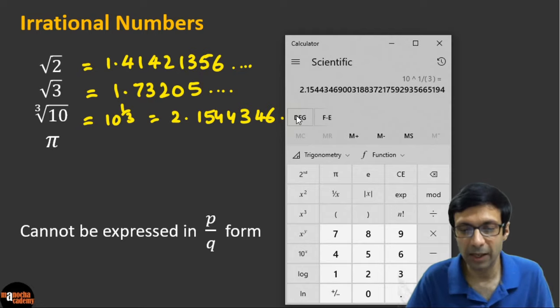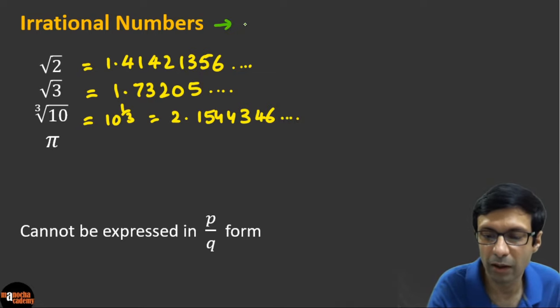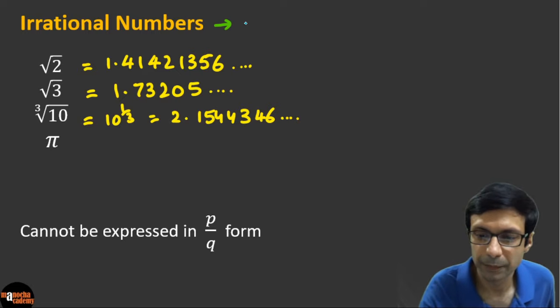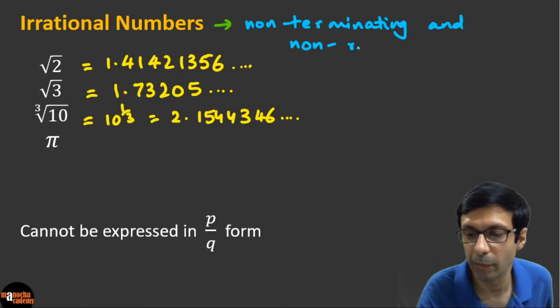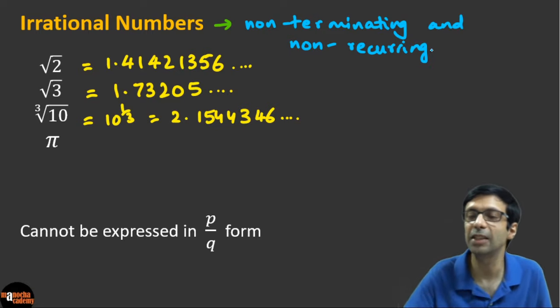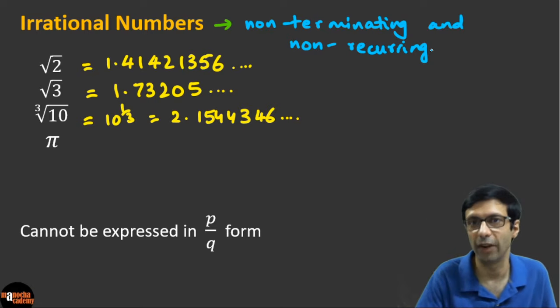Okay, so very important to note here, the irrational numbers are non-terminating and non-recurring. Okay, non-recurring means they don't repeat. So please remember this important point that irrational numbers have to be non-terminating, meaning they never end. So it can go on and on and on, and they're non-recurring.